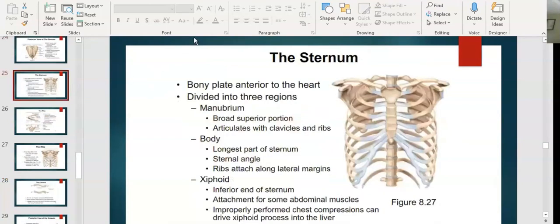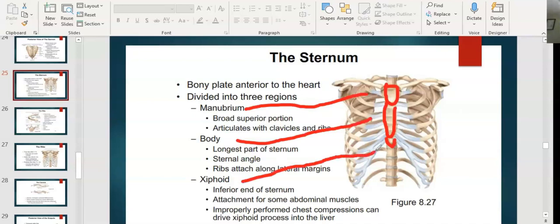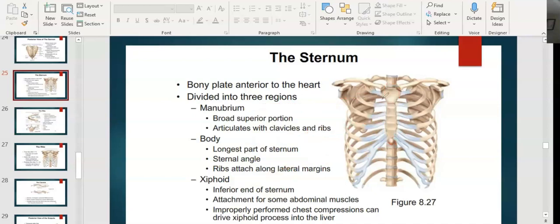The next one that we're going to have is going to be the sternum. Sternum right there. That's the sternum. The top of the sternum is going to be the manubrium. The middle is going to be the body. And the tip is going to be the xiphoid process. That's what you're having here. Manubrium, body, and xiphoid process. This bone is very important. This bone is going to help us articulate with the ribs.